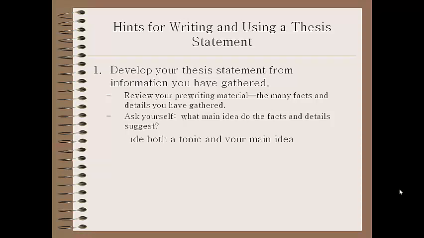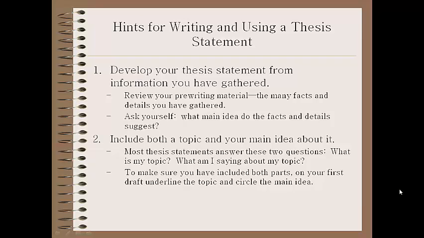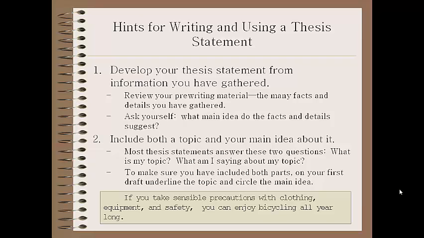So after you do that, you write a preliminary sentence that will include both a topic and your main ideas about the topic. So most thesis statements will answer two questions. What is my topic, and what am I saying about my topic? And to make sure that you have included both parts on your first draft, one strategy is to underline the topic and to circle the main idea. So let's look at this example. If you take sensible precautions with clothing, equipment, and safety, you can enjoy bicycling all year long.